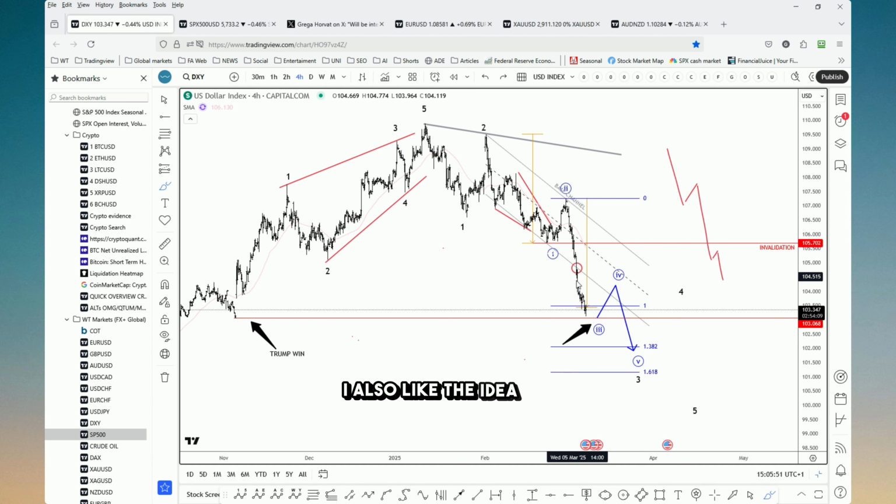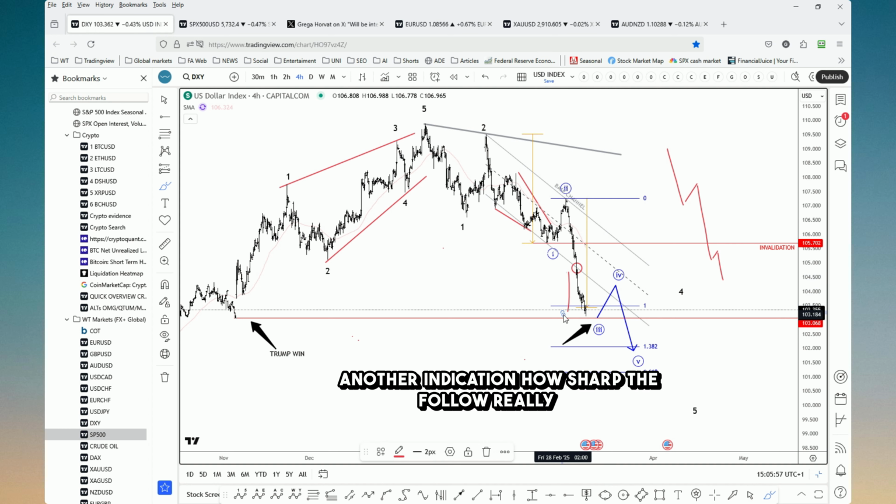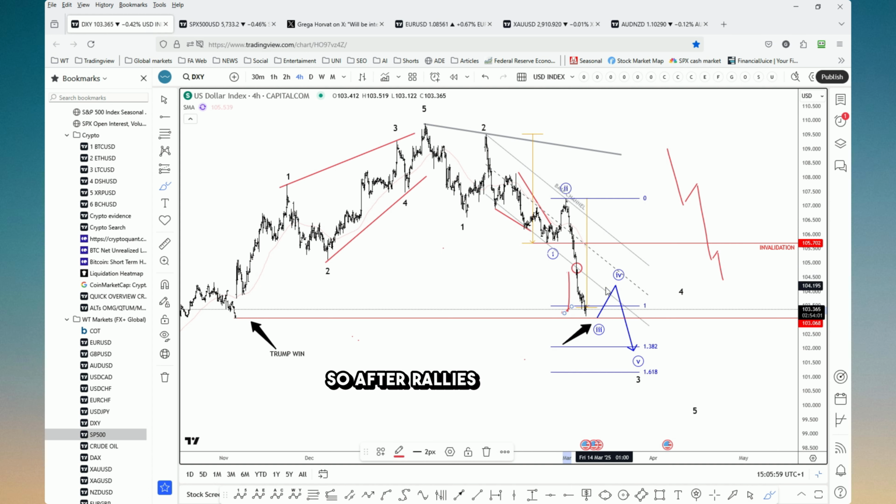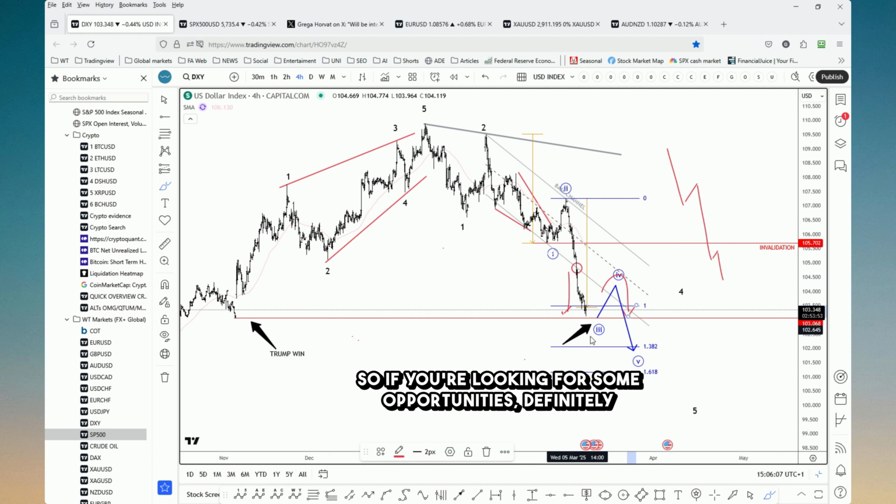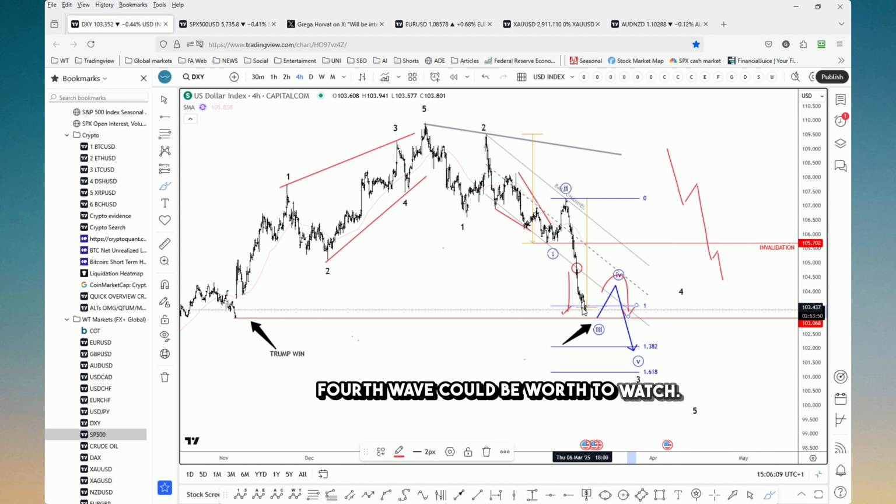I also like the idea that we broke out of a base channel here, which is another indication of how sharp the fall really is. So after rallies again at these trend lines, I think that the fourth wave could again see a new reversal to the downside. So if you're looking for some opportunities, definitely the fourth wave could be worth watching.